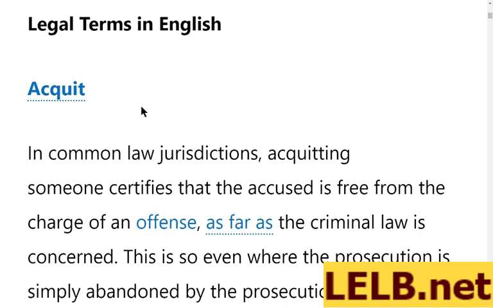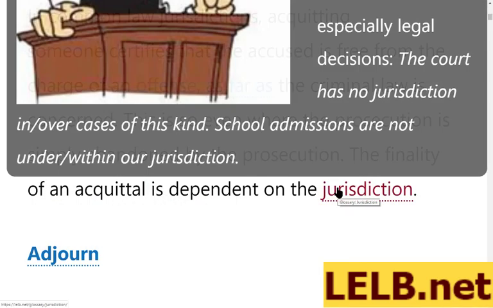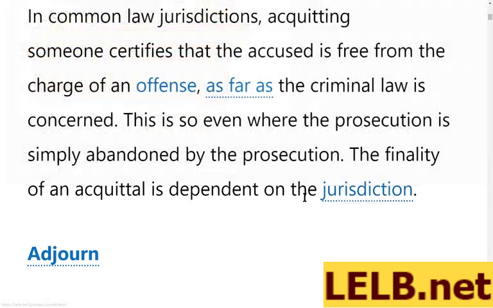In common law jurisdictions, acquitting someone certifies that the accused is free from the charge of an offense as far as the criminal law is concerned. This is so even where the prosecution is simply abandoned by the prosecution. The finality of an acquittal, that is the noun form of acquit, is dependent on the jurisdiction. Jurisdiction refers to the territory or area or quarter in which some particular laws should be obeyed or enforced.